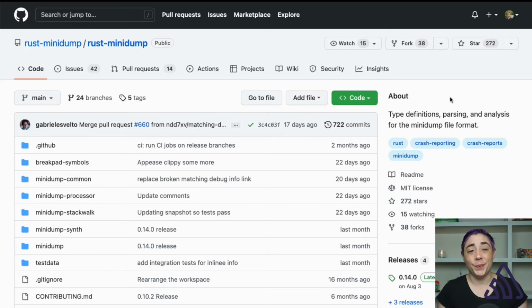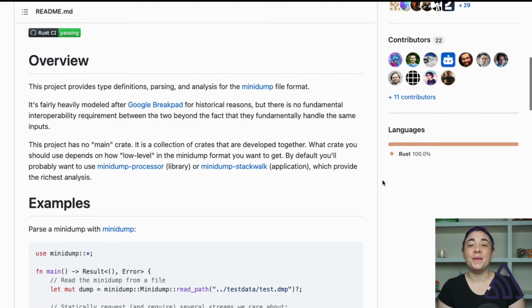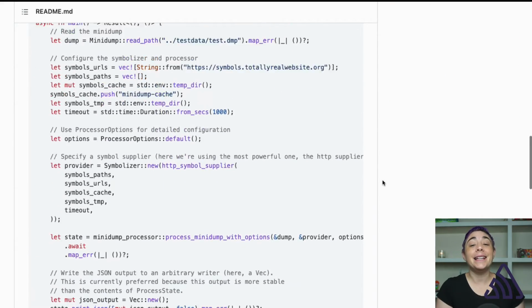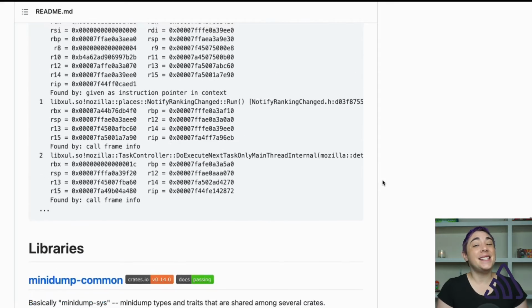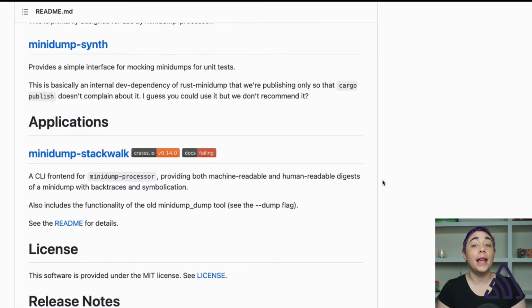So we decided to build on Rust mini-dump instead. The Rust mini-dump library, which we also co-maintain with Mozilla, is specifically designed to provide type definitions, parsing, and analysis for mini-dumps. It's heavily modeled after Breakpad, but gives you more control over how low level in the mini-dump you want to get.